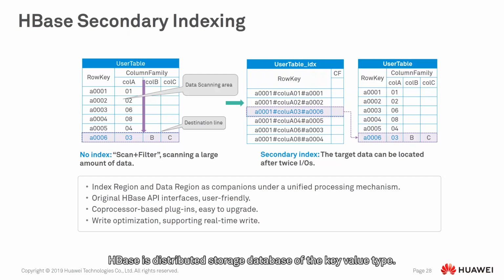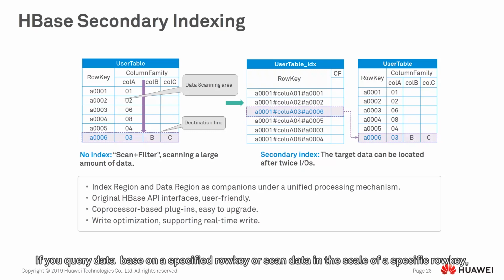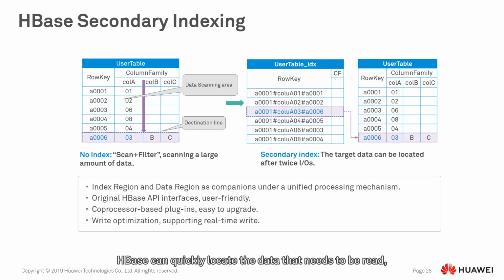HBase is a distributed storage database of the key value type. Data of a table is sorted in the alphabetic order based on row keys. If you query data based on a specified row key or scan data in the scale of a specific row key, HBase can quickly locate the data that needs to be read, enhancing the efficiency.